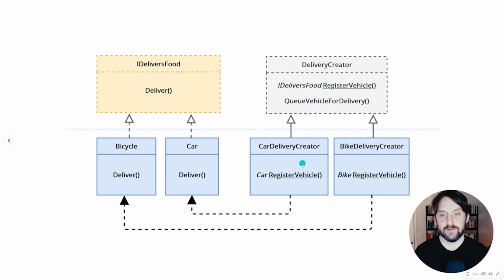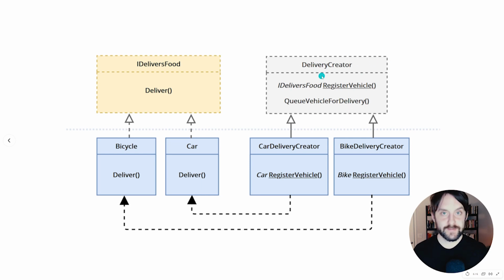So what we have in this example is a factory that is going to be used for creating different types of delivery vehicles. We're going to have an abstract class, delivery creator. It's going to have a method on it called register vehicle, and this is going to be our factory method. This is going to return something that implements iDelivers food, and it'll have another method on it called queueVehicleForDelivery. So this is our delivery creator abstract class.